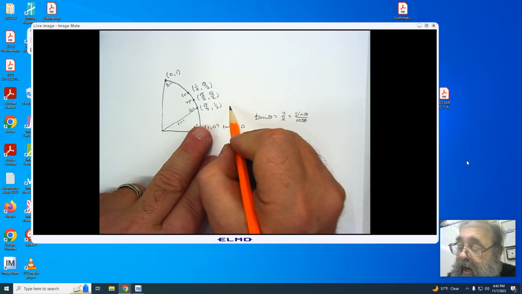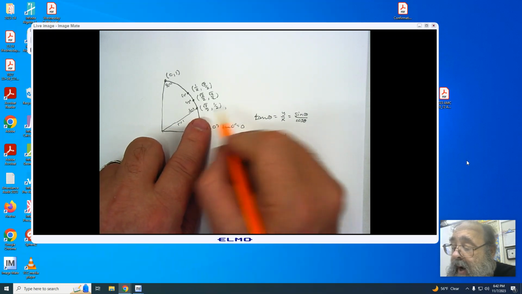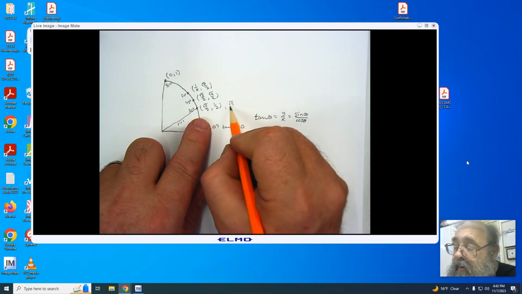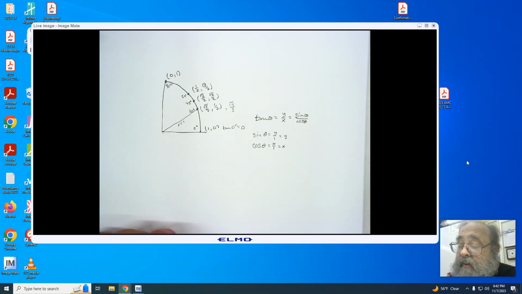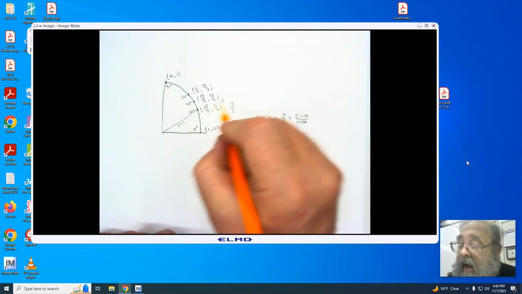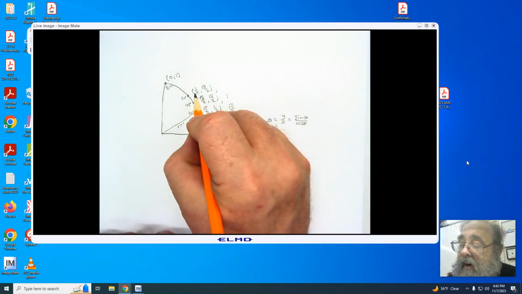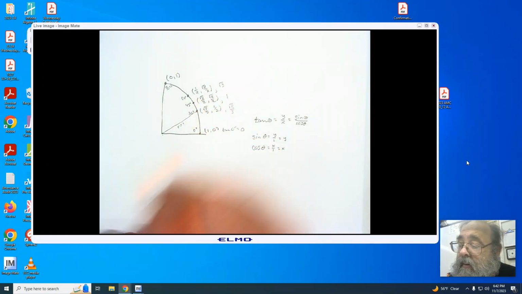Then we're looking at the tangent of 30 degrees is going to be y divided by x, and this gives me root 3 over 3 when I rationalize my denominator. Y divided by x is 1 at 45 degrees, and y divided by x is root 3 at 60 degrees.